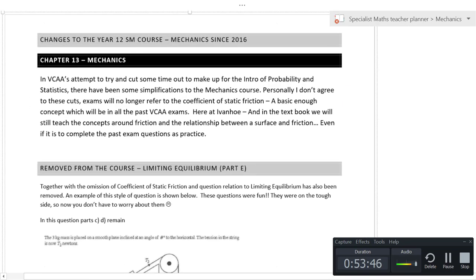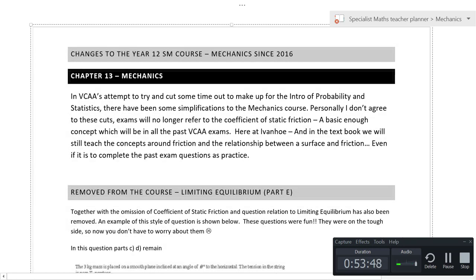Okay, this is where we get into the changes to the specialist maths course. Now this is on Sector Learn. In VCAA's attempt to cut time out and make up for the intro of probability and statistics without really taking anything out, there have been some simplifications to the mechanics course. I personally don't agree with these cuts, as exams with coefficient of friction are no longer asked, but I think in actual fact you guys will have a deeper understanding.